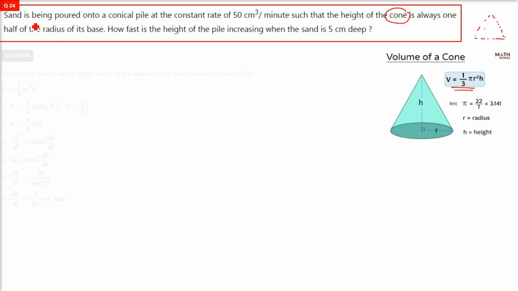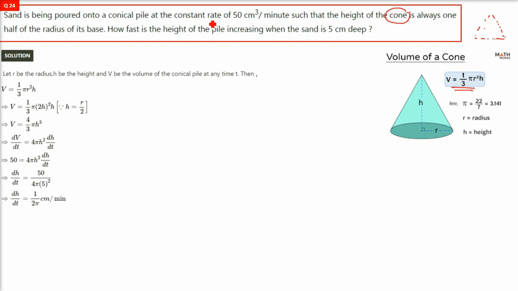Now, there are certain things which are given, that is height is radius by 2, that is the height is always half of the radius of its cone. 50 centimeter cube per minute is your dV by dt, because it is the rate of change of volume. And the relationship between H and R is already known to us. H is R by 2, and we are going to use it because we are interested in finding out how fast the height of the pile is increasing when the sand is 5 centimeter deep.